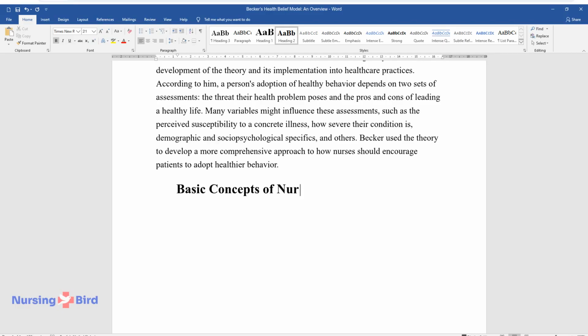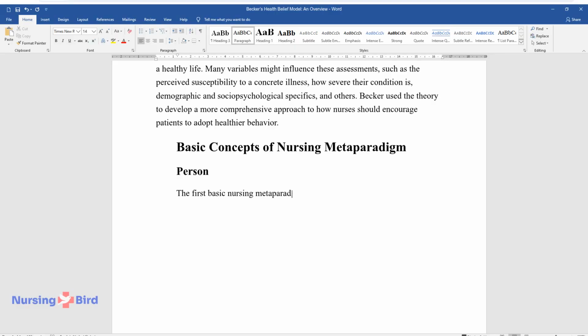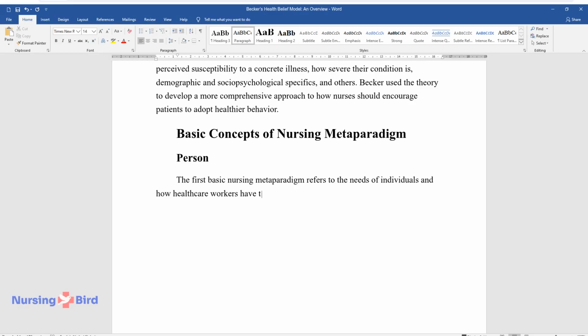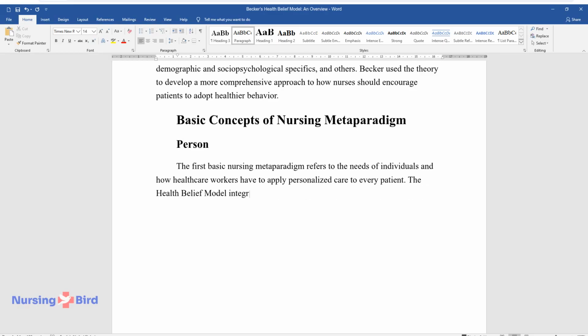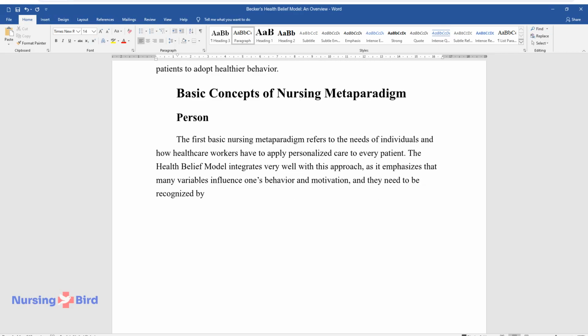Basic concepts of nursing metaparadigm. Person. The first basic nursing metaparadigm refers to the needs of individuals and how healthcare workers have to apply personalized care to every patient. The health belief model integrates very well with this approach, as it emphasizes that many variables influence one's behavior and motivation, and they need to be recognized by the nurse.